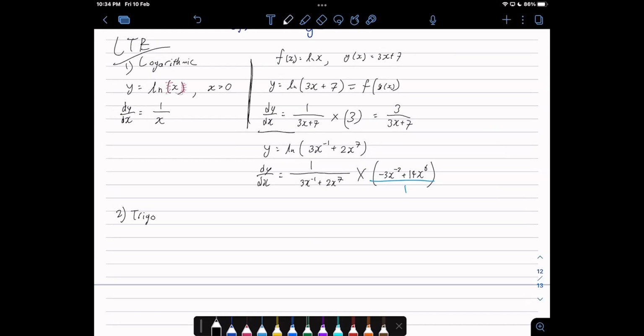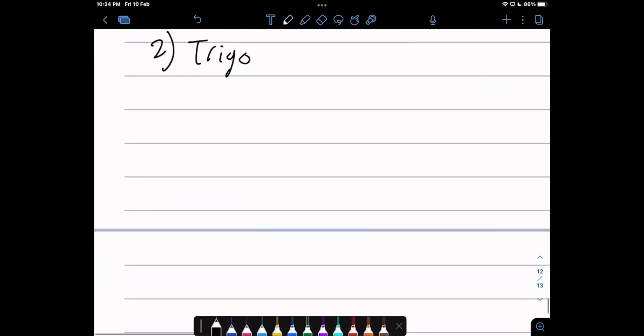Now we go on to trigo. Trigo, you also need to memorize this for me. Please remember this for me. Differentiate sine x, you will get cosine x. So the symbol to do that is d by dx like this. Can?